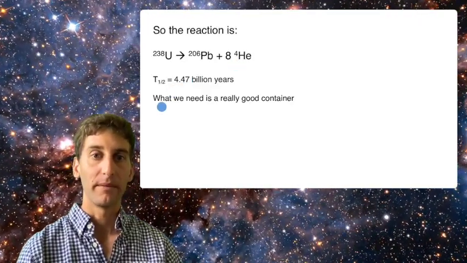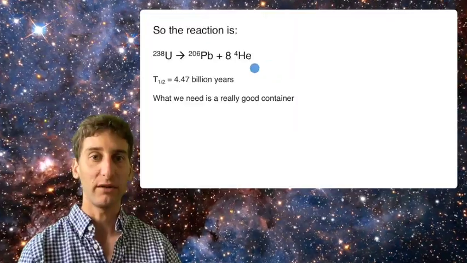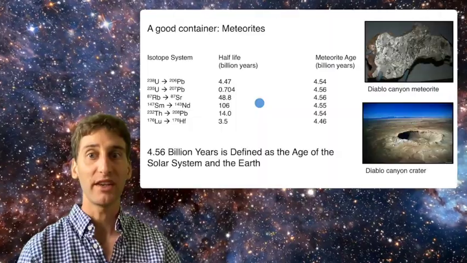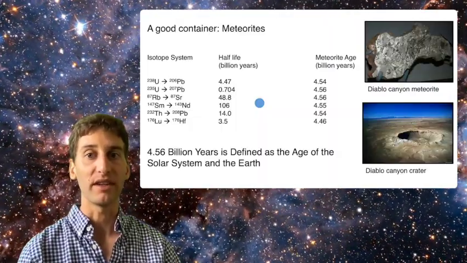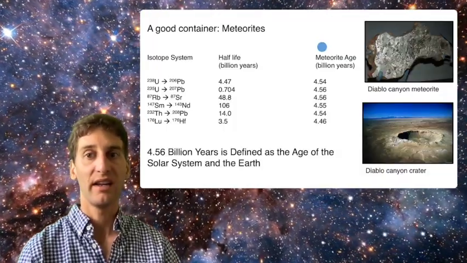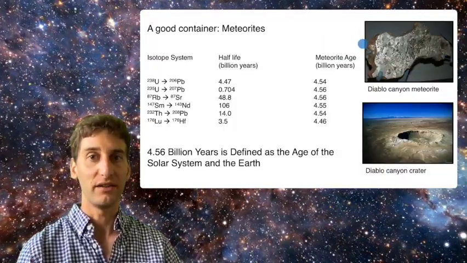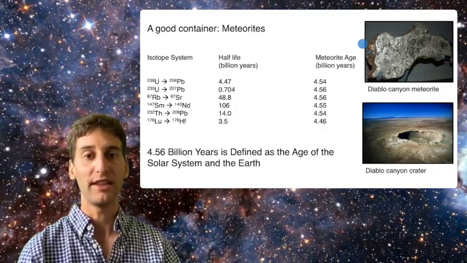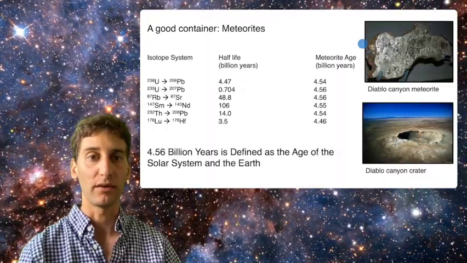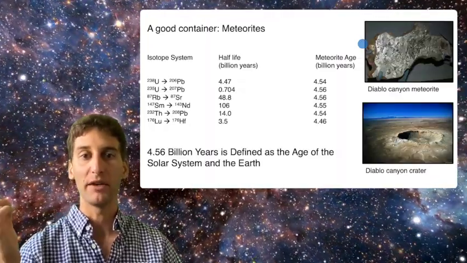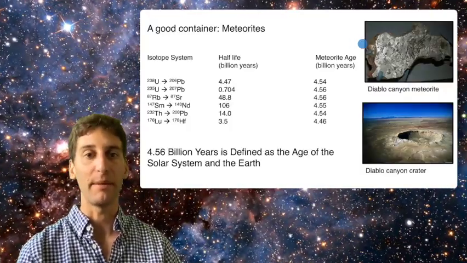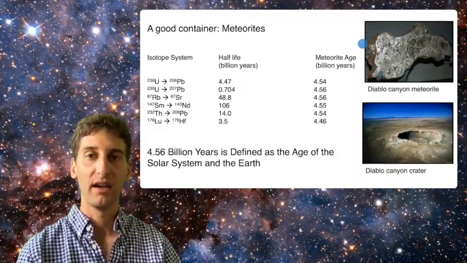So what we need for this, right? Helium is a gas, it'll fly off into space. What we need is a really good container. One really good container is the meteorites we talked about previously. These are basically solid metal blocks floating through the sky. They hold on to the uranium, the lead that's generated, and the helium that's produced. This is a good way to have a closed system, so you can figure out how much uranium you started with by adding up uranium and lead, and how much decay has happened since then by tracking how much lead is there.